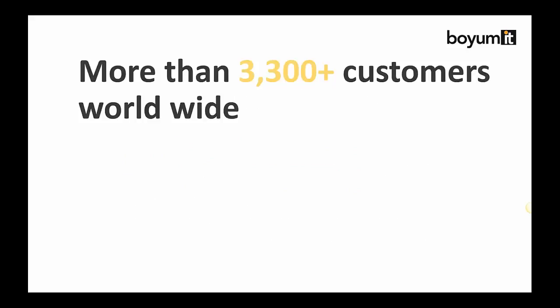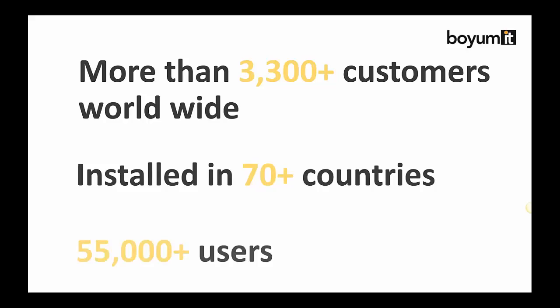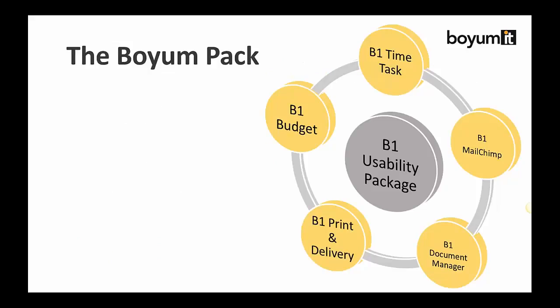So in general about Boyum, those figures are a few months old, but I guess they've risen since. We have more than 3,300 customers. We have installations in over 70 countries and above 55,000 users, which probably makes us one of the most sold add-ons in the SAP Business One space. We have a list of products, but we are going to focus today on the usability package, which is our core product for customization, and then on the print and delivery, which allows us to do emailing and saving and printing and other business logic around that. So those are the products we're going to focus on today.